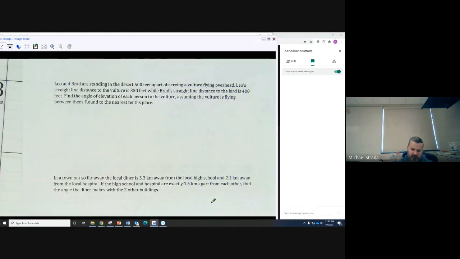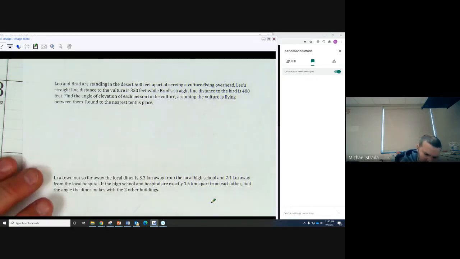One more. Leo and Brad are standing in the desert 500 feet apart, observing a vulture flying overhead. Leo's straight line distance to the vulture is 350 feet, while Brad's straight line distance to the bird is 400 feet. Find the angle of elevation of each person to the vulture, assuming the vulture is flying between them.